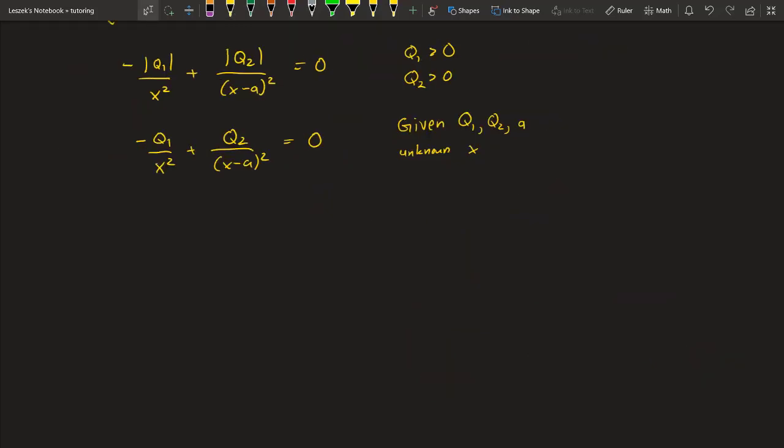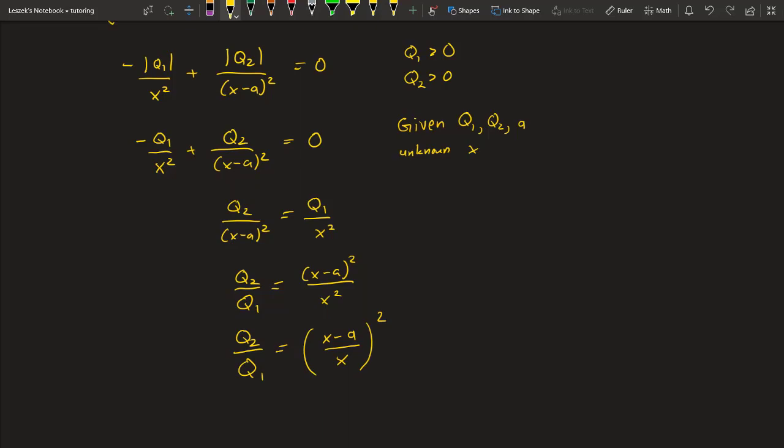I'll move the negative term on the left to the right-hand side by adding it to both sides. I'll divide both sides by q1 and multiply both sides by x minus a squared. So notice that the right-hand side can be written as x minus a divided by x, quantity squared. We can get rid of the squared by taking the square root of both sides. You just have to remember that the two solutions are going to be plus or minus the square root of q2 divided by q1.